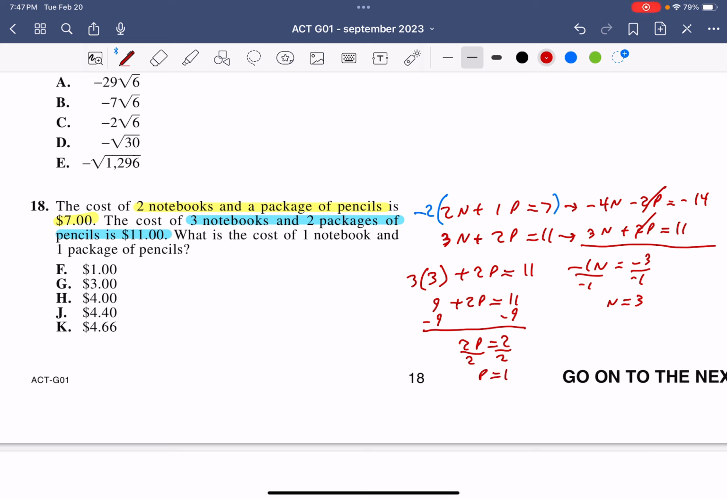So we're not done just yet. The question is asking us, what is the cost of 1 notebook and 1 package of pencils? So 1 package of pencils is $1, and 1 notebook is $3. Adding those together, the total would be $4, and we can see that that is answer choice H.